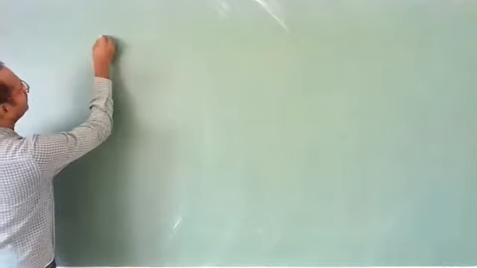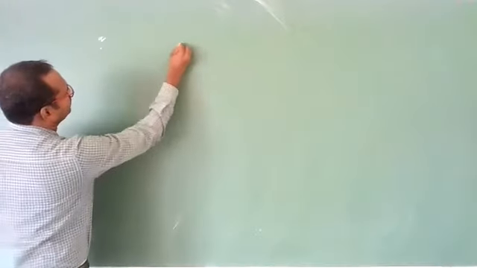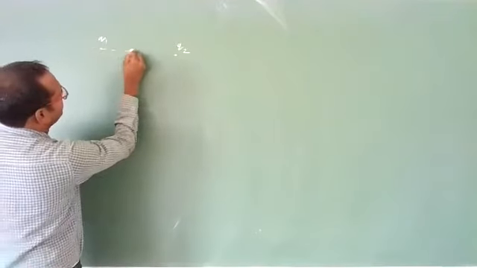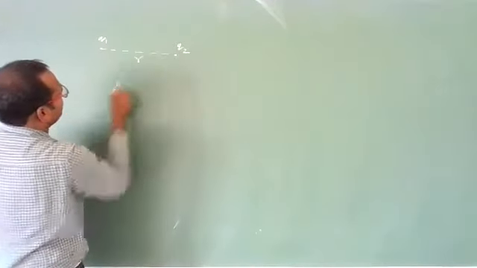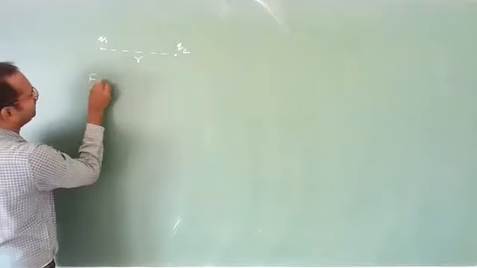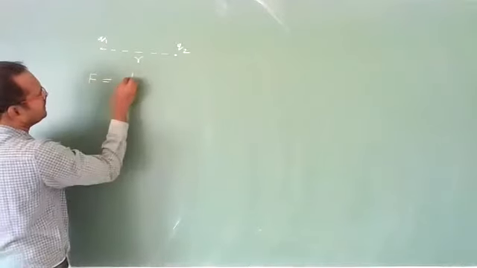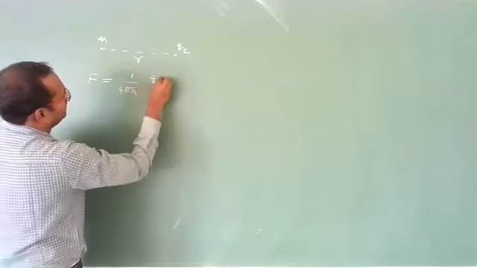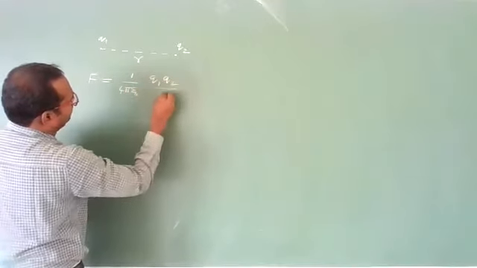So, first, let us revise Coulomb's law, the scalar form of Coulomb's law. When two charges, Q1 and Q2, are separated by some distance, small r, the force of attraction or repulsion between these two charges is 1 by 4 pi epsilon naught Q1 Q2 by r square, we know.